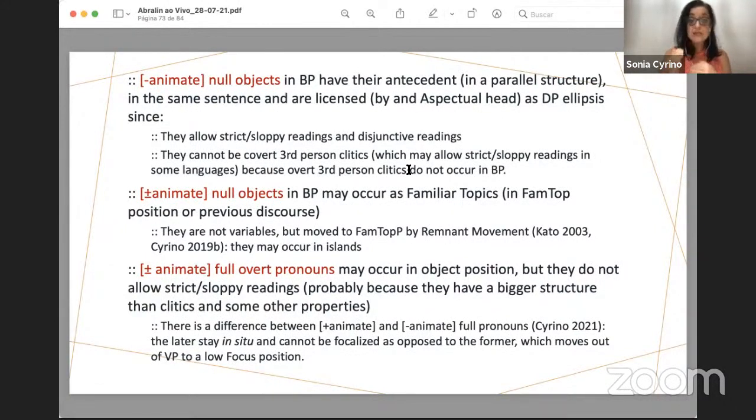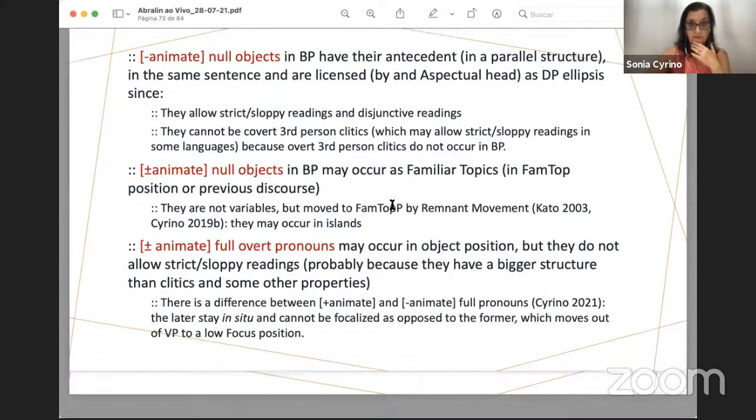Now, plus or minus animate null objects in Brazilian Portuguese may occur, but then as familiar topics, in a position of familiar topic or in previous discourse. They are not variables, and this is crucial because they are not the result of just the movement of the object to a position to the left linked to an operator, but as proposed by Cato 2003, they are the result of remnant movement to this position because they may occur in islands. So what Cato has analyzed is topicalization as the result of remnant movement.